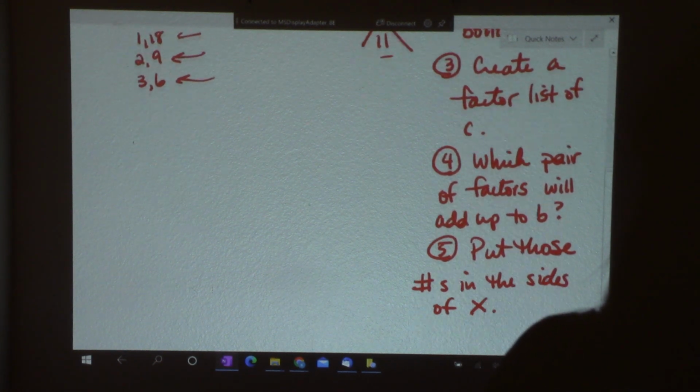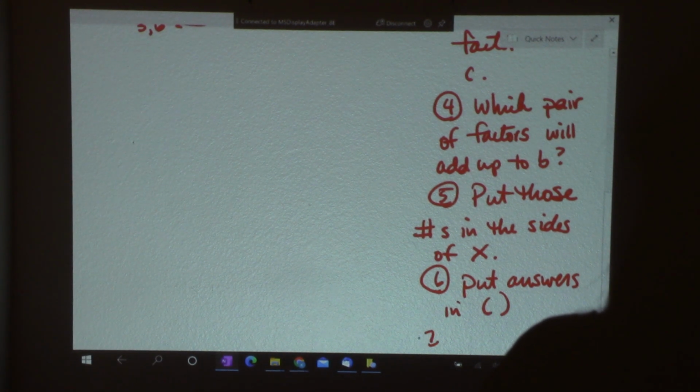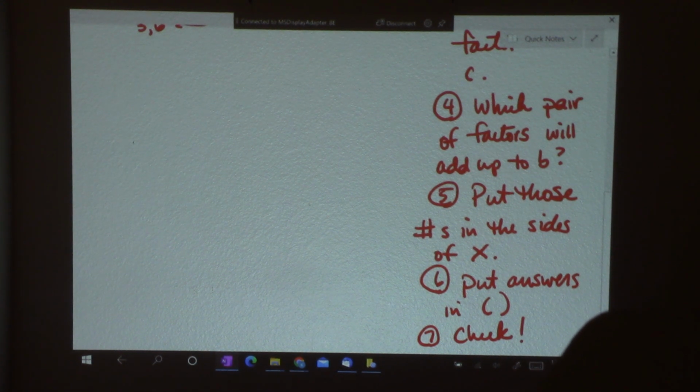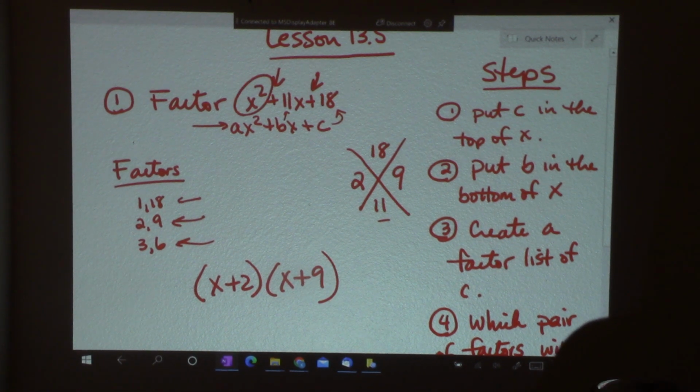Okay. The sixth thing we're going to do is put our answers in parentheses and then check our work. Okay? So I'm going to take 2 and 9 and I'm going to put that in x plus 2 and x plus 9 because I already know how to factor x squared. X times x is x squared.